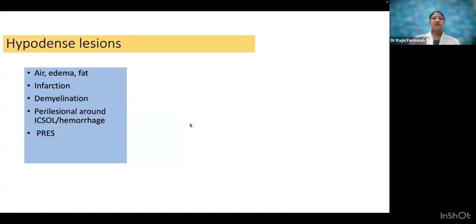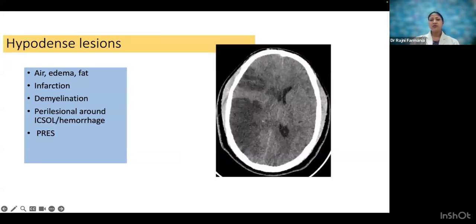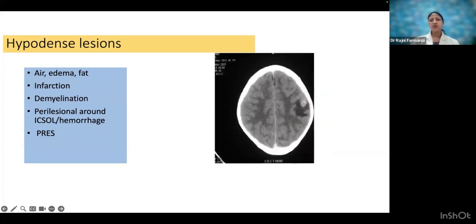So what are the hypodense lesions in CT scan? Air, edema, fat. So this is air, which is most black. So it is even more black than the ventricle. So this is a VP shunt site, and at the shunt site there is an air focus, which is the most black circular thing. Then infarction, you can see a hypodense lesion in the parieto-occipital area, in the MCA territory. Then you can see neurocysticercosis, again with perilesional edema, which is more black, which is hypodense.